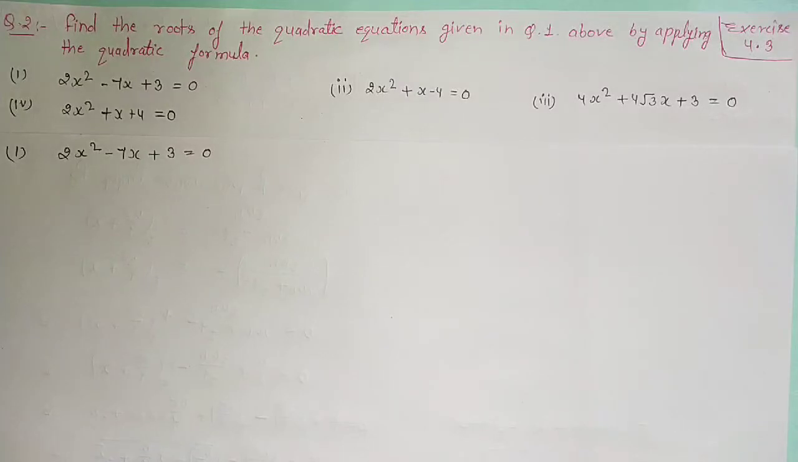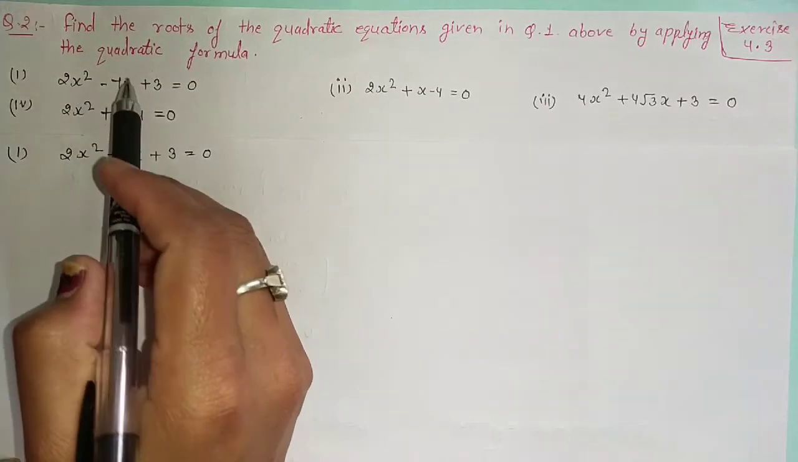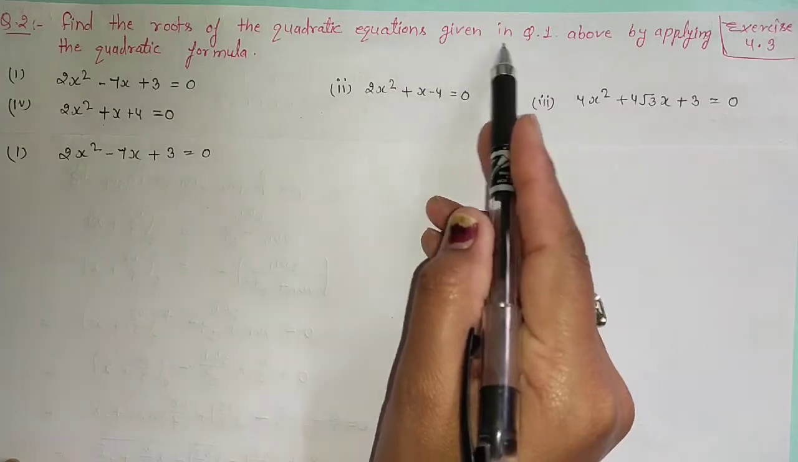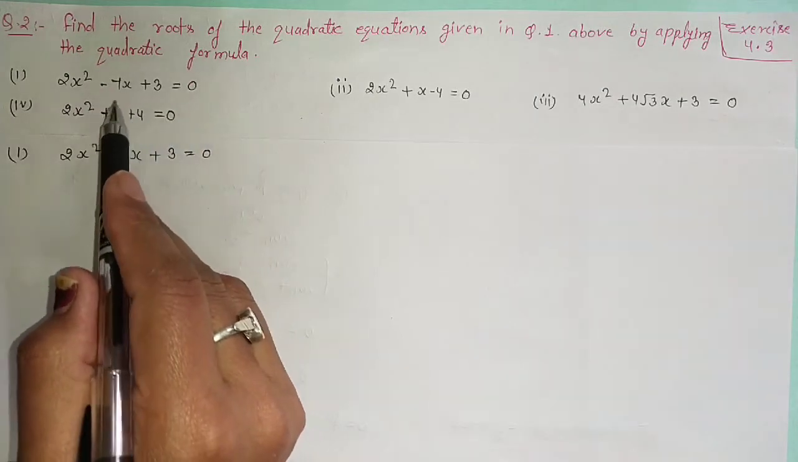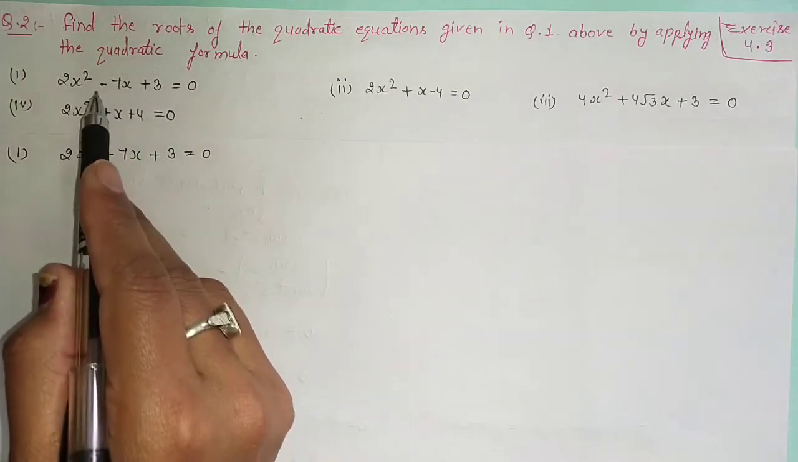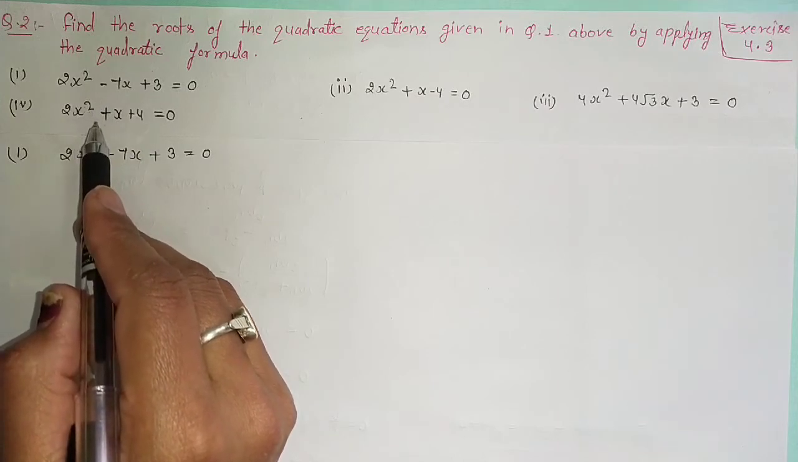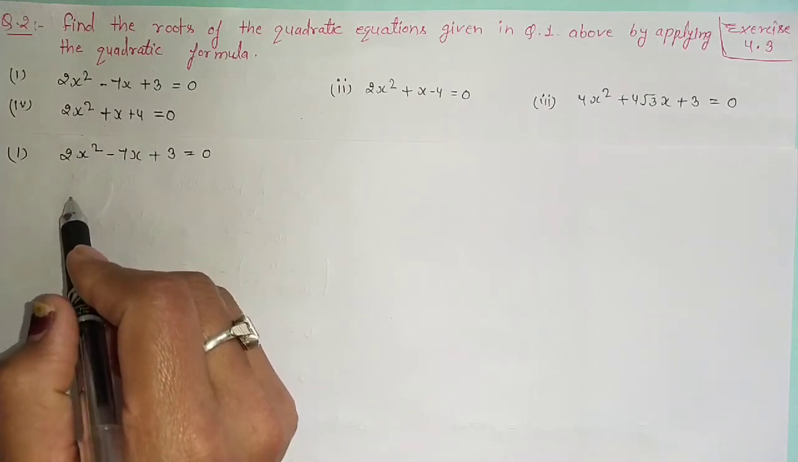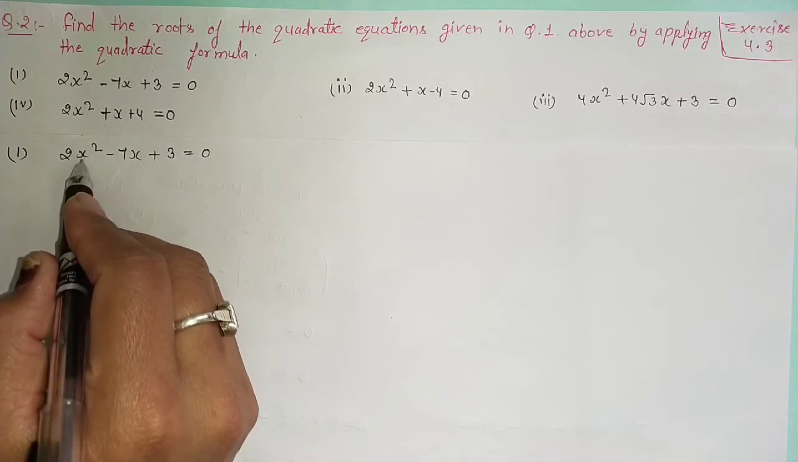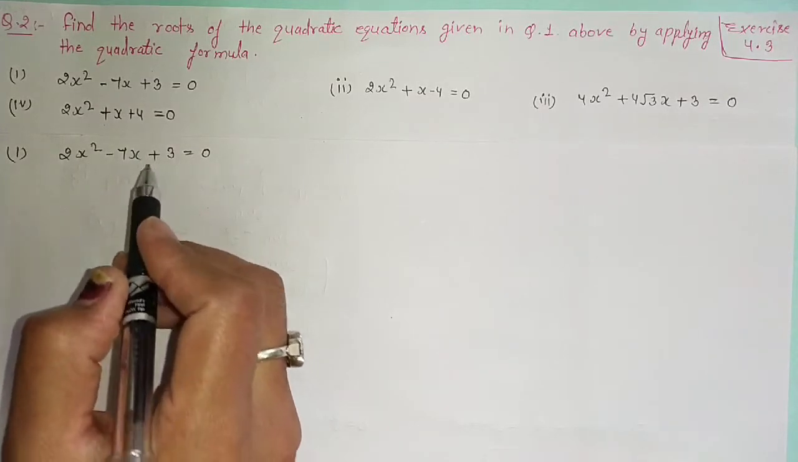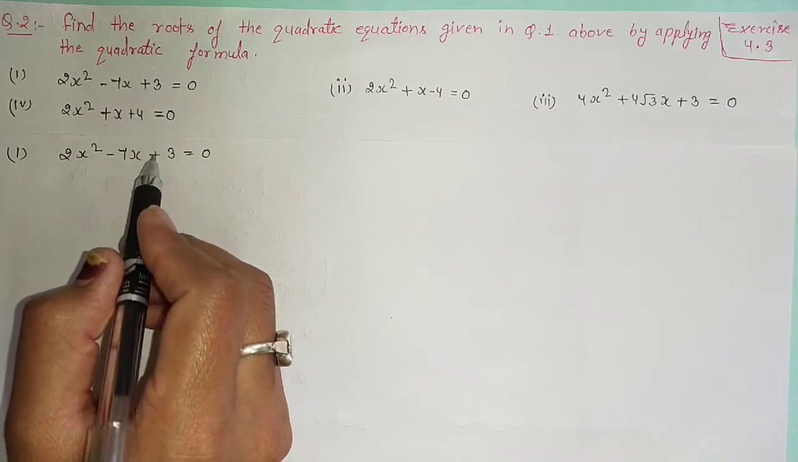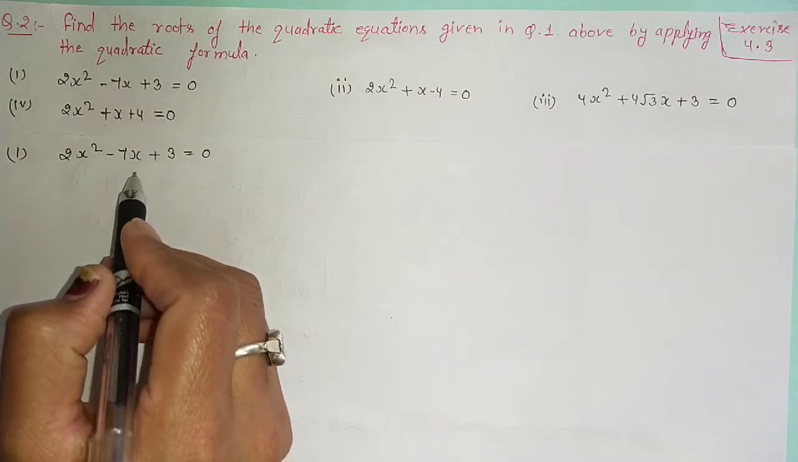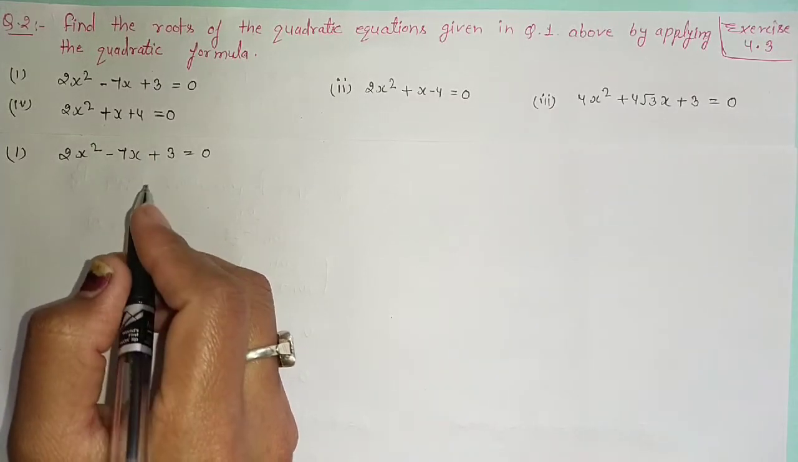Hello everyone, today we solve exercise 4.3 question number 2. Question 2 is: find the roots of the quadratic equation given in question 1 above by applying the quadratic formula. Question 1 has 4 parts, and we have to find the roots of these 4 parts using the quadratic formula. The first part is 2x² minus 7x plus 3 equal to 0. We have to find the roots of this quadratic equation using the quadratic formula.